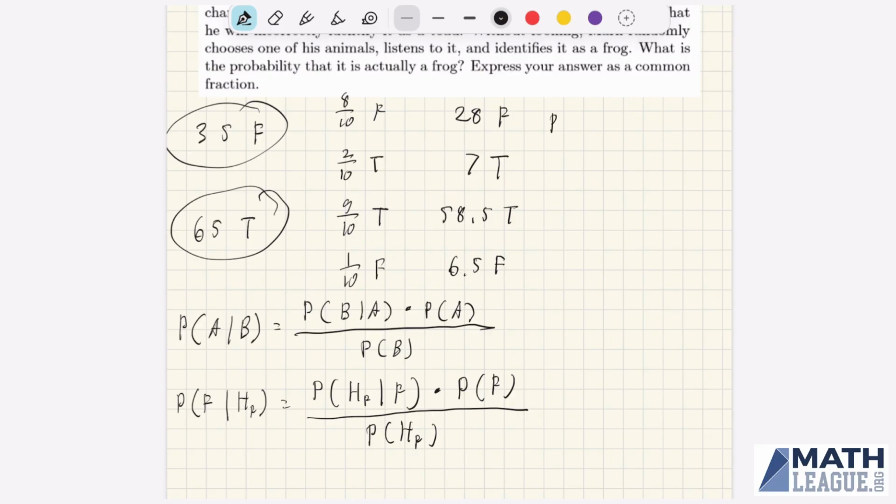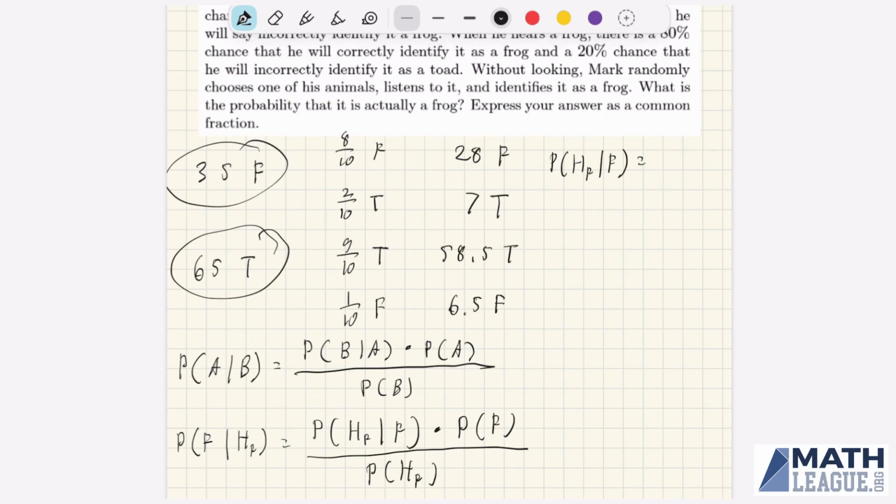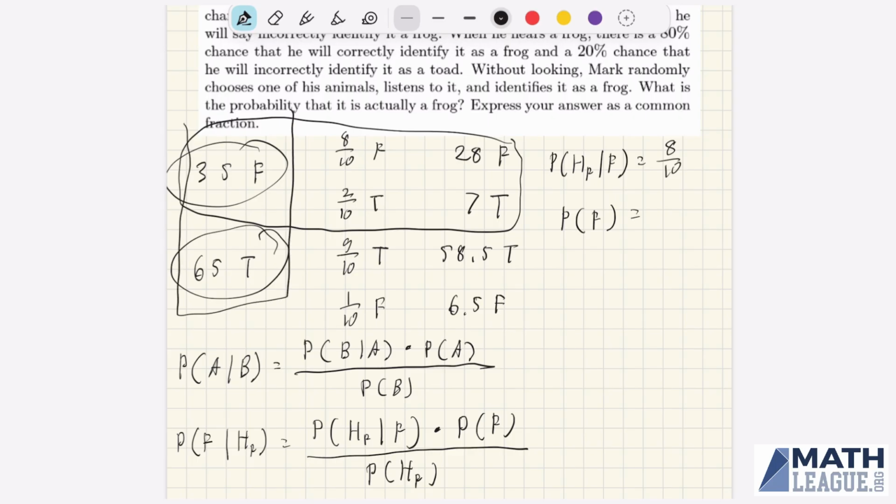So the probability of Mark hearing a frog given that he picked a frog. We're assuming that he picked a frog in this instance, so we're only looking at this top case over here. And the probability that he hears a frog is just 8 over 10. Now, for the probability of Mark picking a frog, we are looking at this case over here, and that's 35 frogs over the total number of frogs plus toads, which is 100.